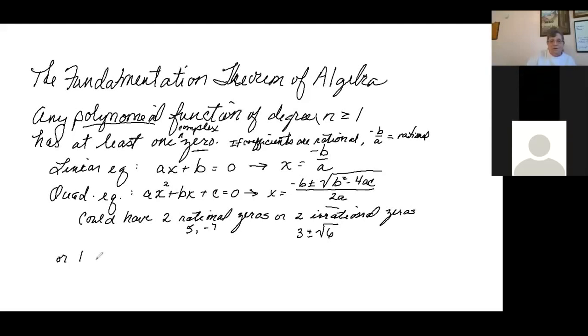Or one rational zero, that would be in the case of having the radical be just a 0. So that would be if b squared minus 4ac is equal to 0. The two-zero cases would be b squared minus 4ac is greater than 0.